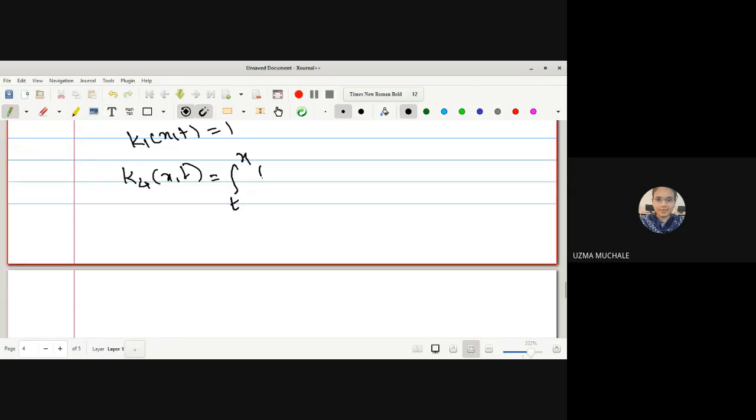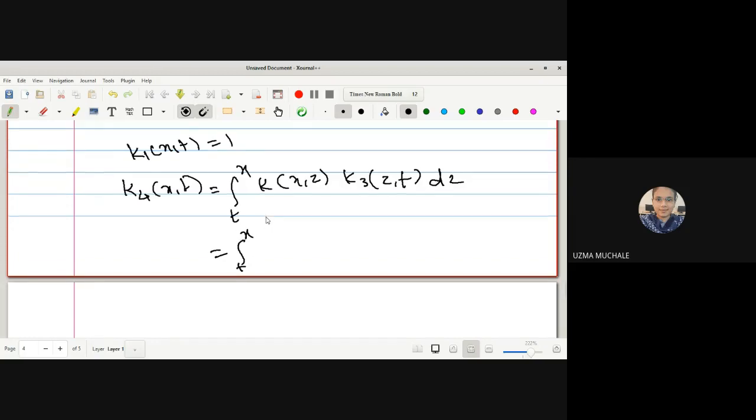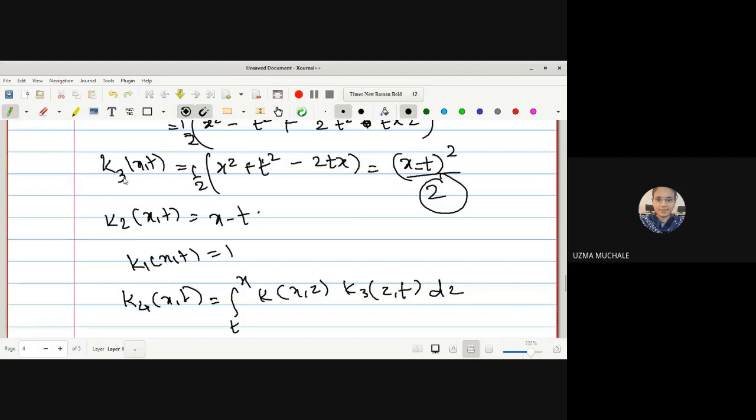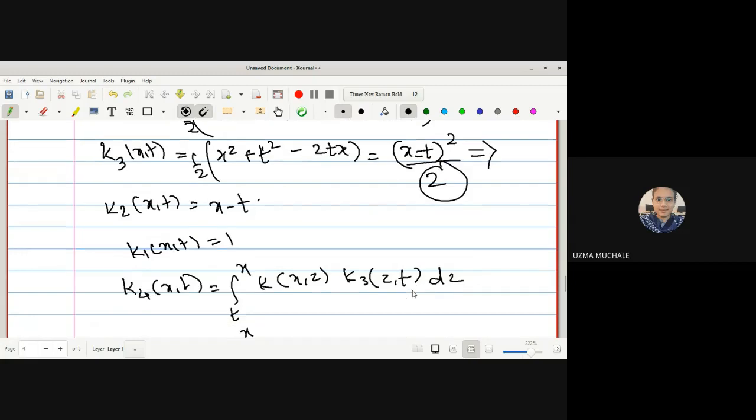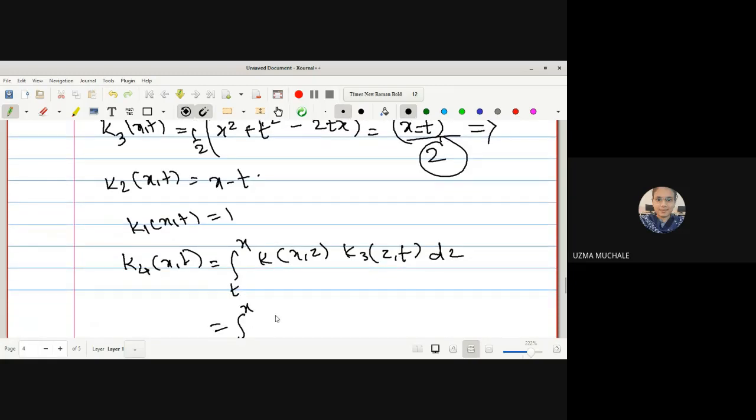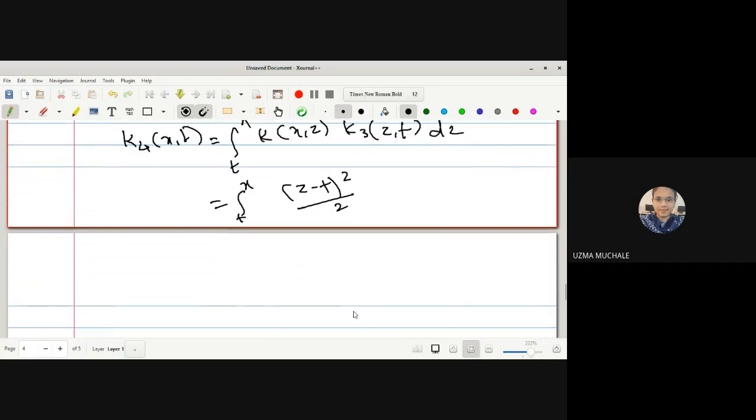It is integration t to x, K of xz, K3 of zt dz. K of xz is simply 1, no need to write down the integration t to x. Now K3 of z. We know K3 of xt. So this K3 of xt is there, but instead of x, we have to write z. What will be the formula for this? In place of x you have to put z. K3 of zt is z minus t whole square upon 2, so z minus t square by 2 dz.